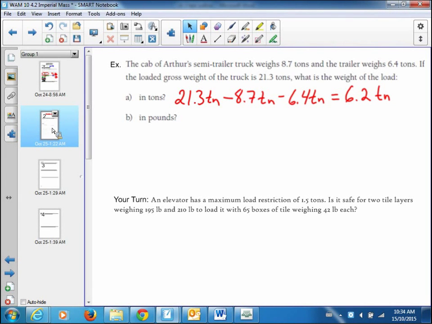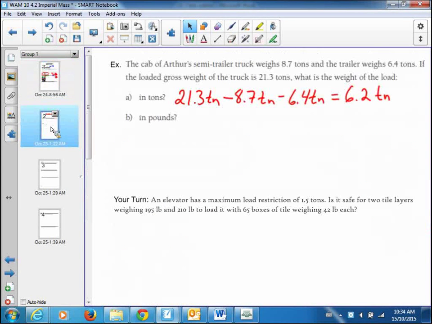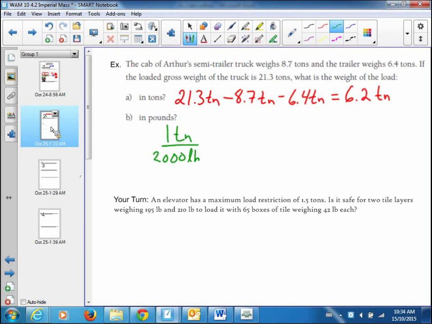Now, how do we get that into pounds? You got 6.2 tons. We got to go back to what we circled here. 1 ton is 2,000 pounds. I'm going to put that as a fraction: 1 ton, 2,000 pounds. Put it as a fraction, and then you have a fraction on the other side. Make sure you label LB for pounds, TN for tons, because then you'll know where your X is.